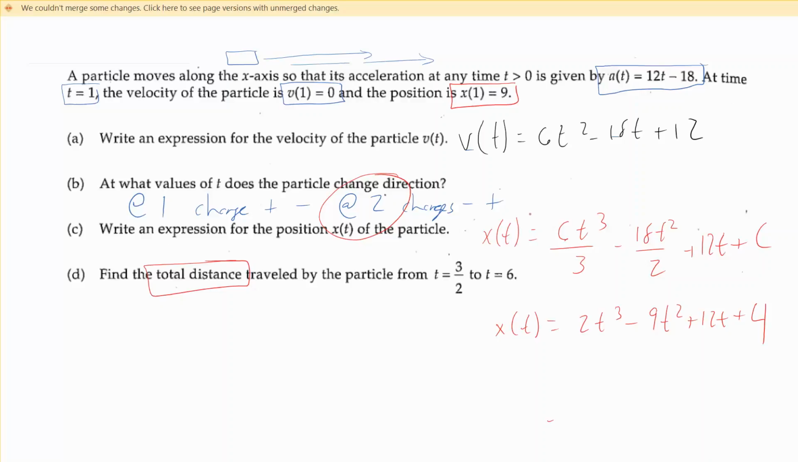Here's what I would think this would look like. If we do x of 1.5 minus x of 2, that's going to tell me my change in distance from 1.5 to 2. And if I do the absolute value of that, plus x of 6 minus x of 2, that's going to tell me that change in distance. If I add those up, I'm going to get my total distance traveled.